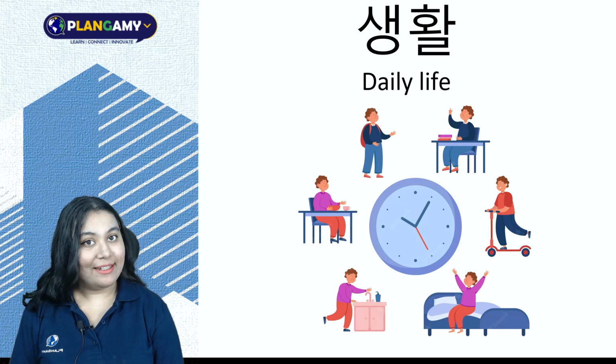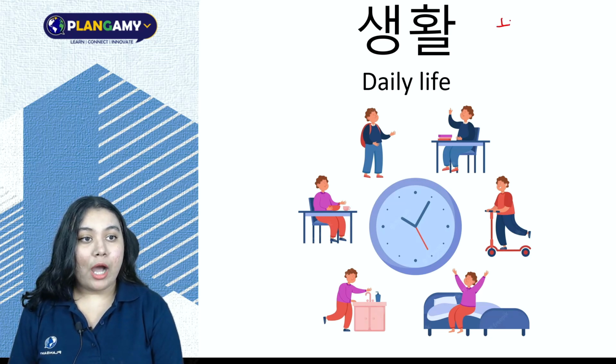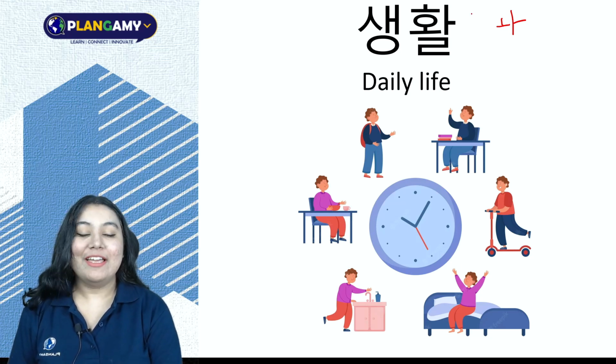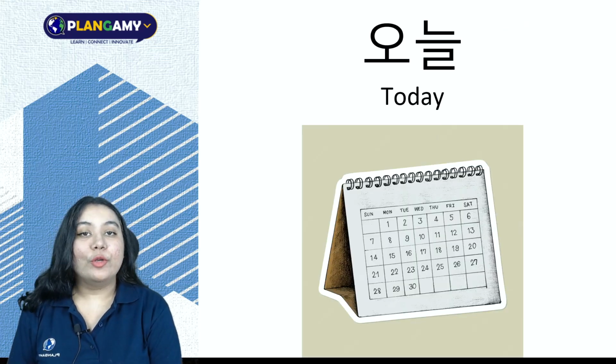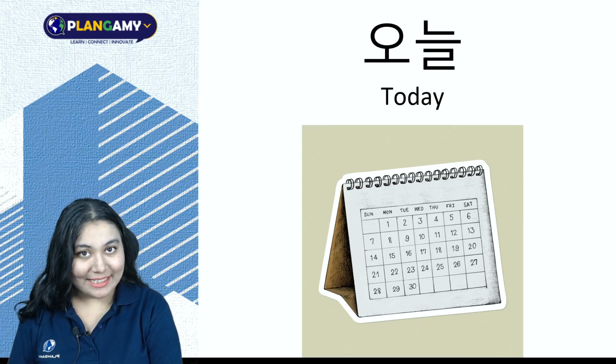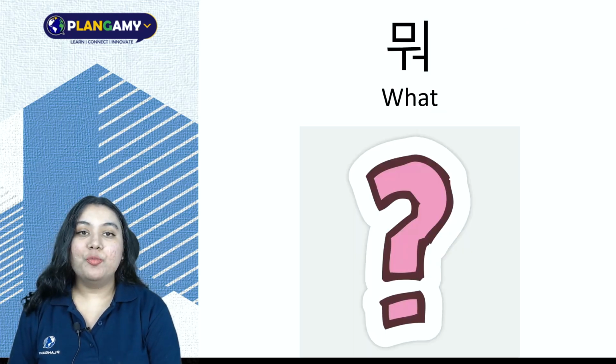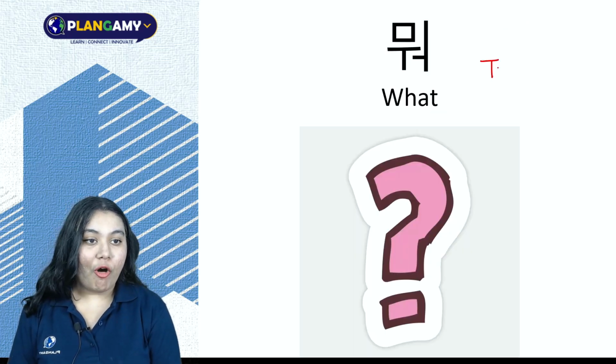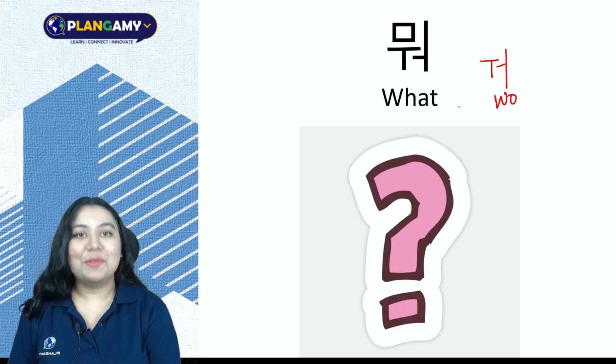생활 is daily life. Now, how do I spell 생활? OR gives me a wa, so 생활, daily life. Next word is 오늘. 오늘 is today. Next we move on to more. So u or gives me a wa sound. Yes, so more is what and is used to build questions.